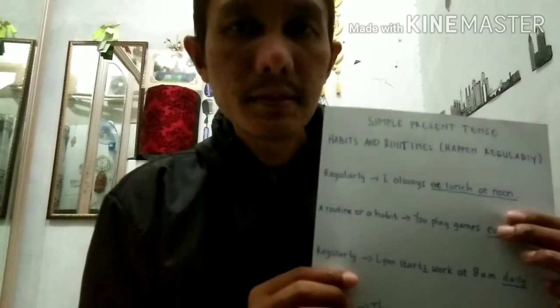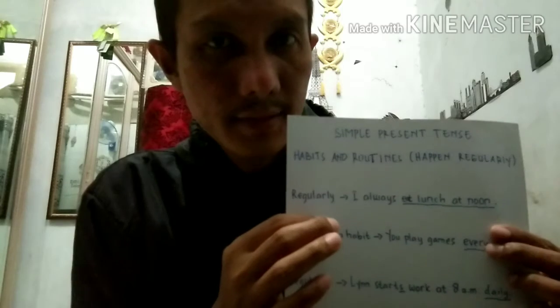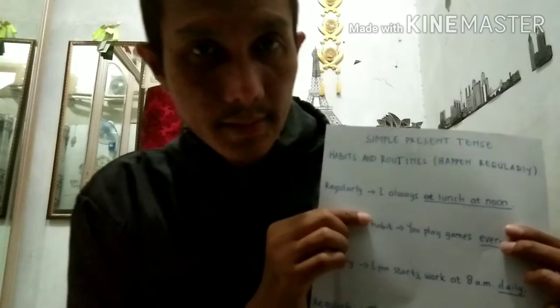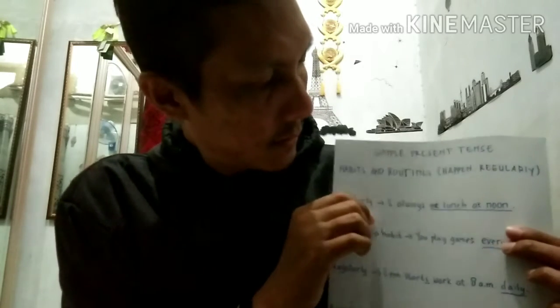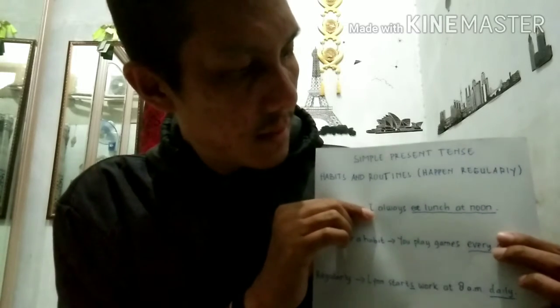Simple present tense: habits and routines. It happens regularly. Take a look at the example. I always eat lunch at noon. I use the adverb, and I use always as an adverb of frequency, and then at noon, and it's regularly.